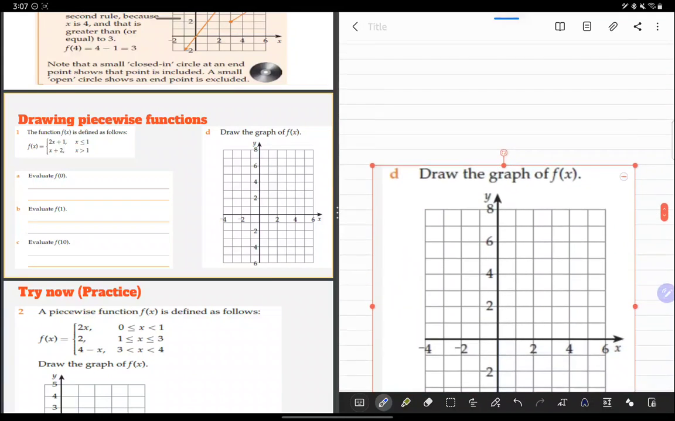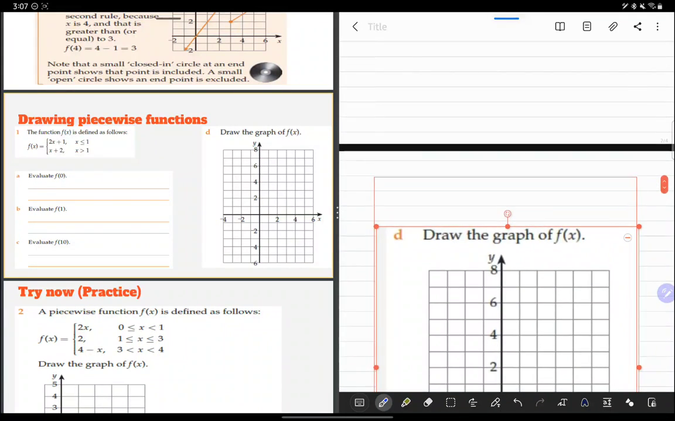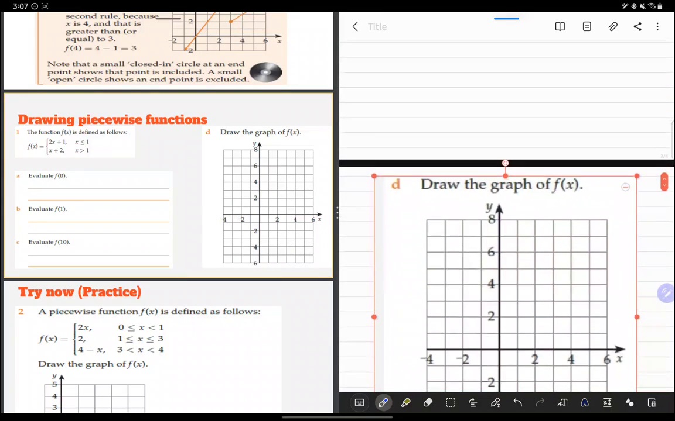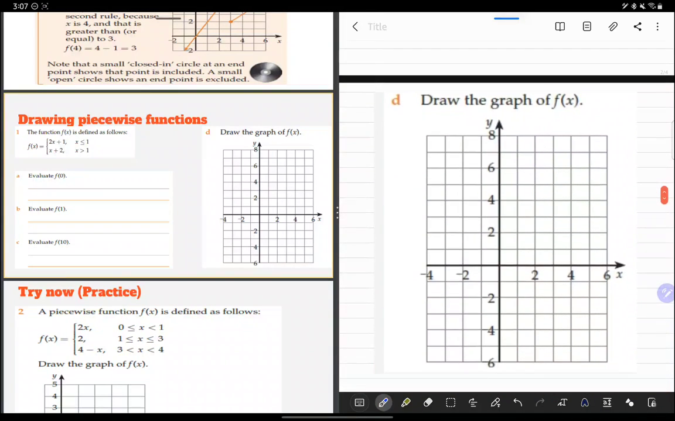Oh, cool, I just copied and pasted it here, just a little screenshot so I can draw on it. Right, cool. Now draw the graph of this function. Now, remember, this is the point where x equals 1. So this is where two different equations will meet up. Cool. Now we work with that first one. Let's work with the first equation.